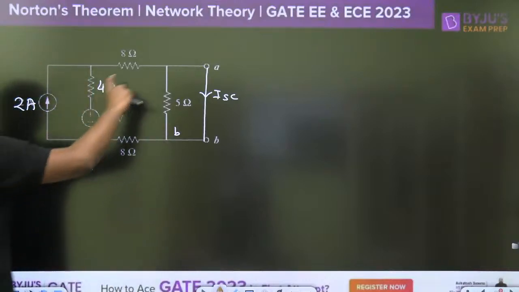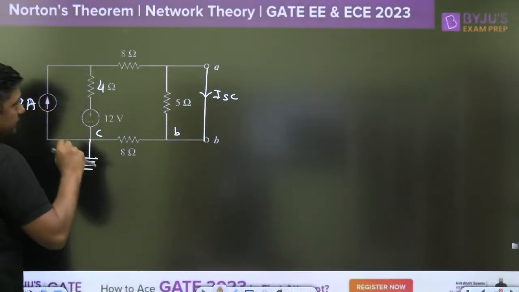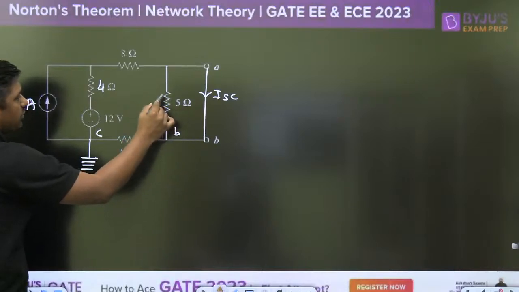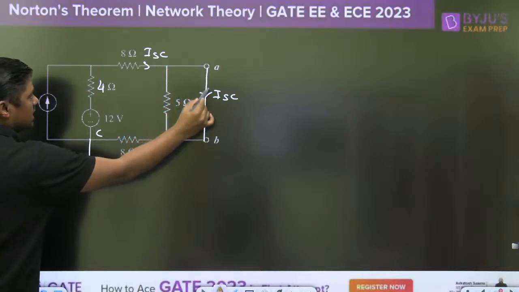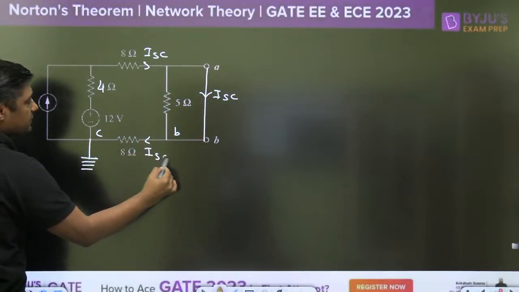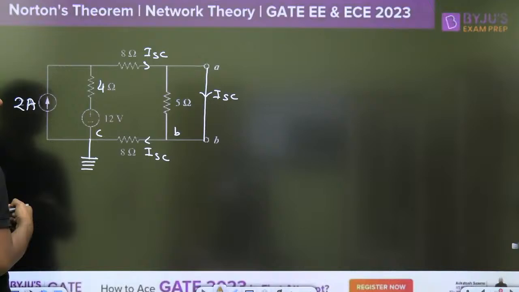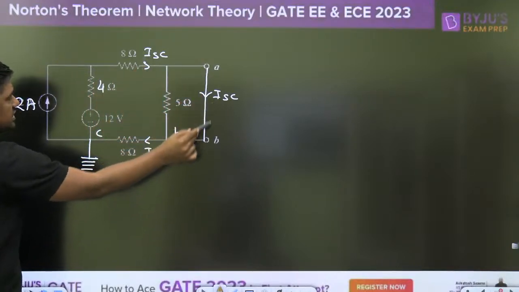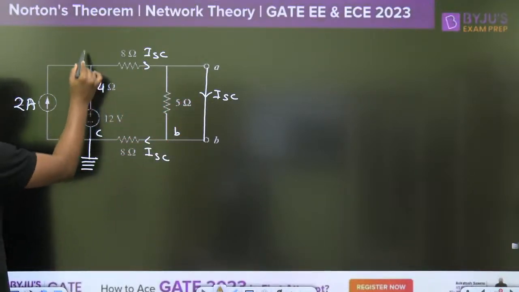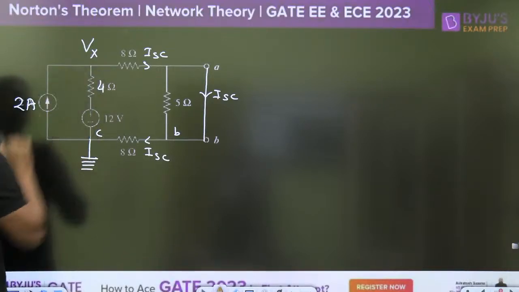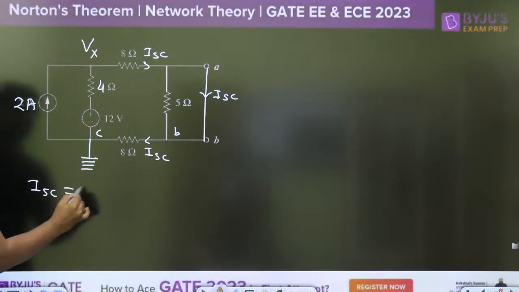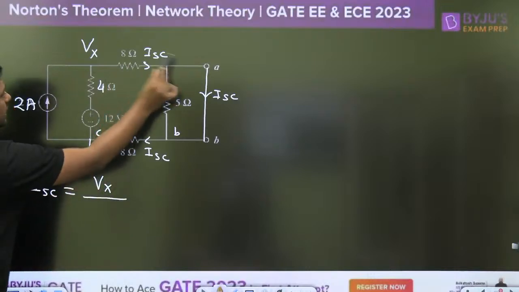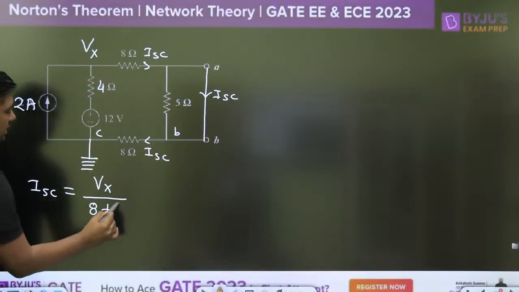Once I make it short circuit, what will happen? What is the current through the 5 ohm resistor? It will be 0. This means this current is ISC. The same current will flow like this, and this current will be ISC. You have to find the ISC. The 8 ohm here and this 8 ohm are connected in series. Now you can take the voltage at this point as Vx. You have to apply KCL at Vx, and then you can find the value of ISC, because ISC will become Vx upon 8 plus 8, that is nothing but 16.